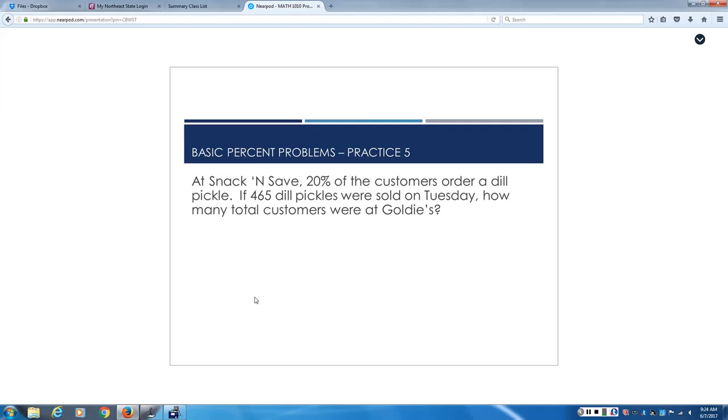Let's assume in this problem, and I'll have to tell Miss Dabney that, you really make life interesting for me on this one, because she wrote the book, she's the author of the book, she's the course coordinator. But let's assume that Goldie's is the same as Snack and Save in this case. 20% of the customers ordered a dill pickle. If there were 465 dill pickles sold on Tuesday, how many total customers were at Snack and Save?